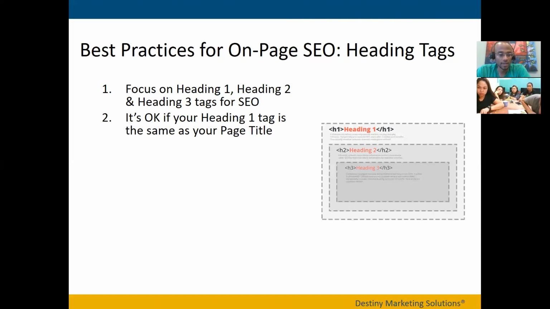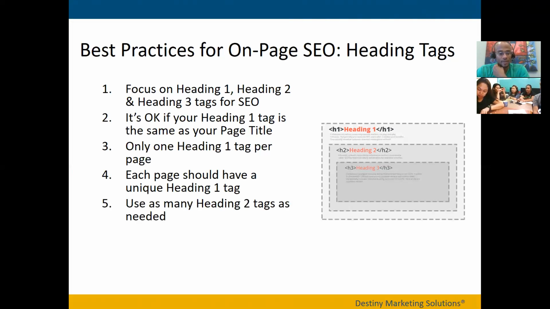Just one thing, it's okay if your heading 1 tag is the same as your page title. In fact, as you guys are just starting off, it might be best to keep those the same, just to make sure both are optimized. Always make sure that you only have one heading 1 tag per page. So if you have 10 pages on your website, each one of those pages should have a different heading 1 tag, right?